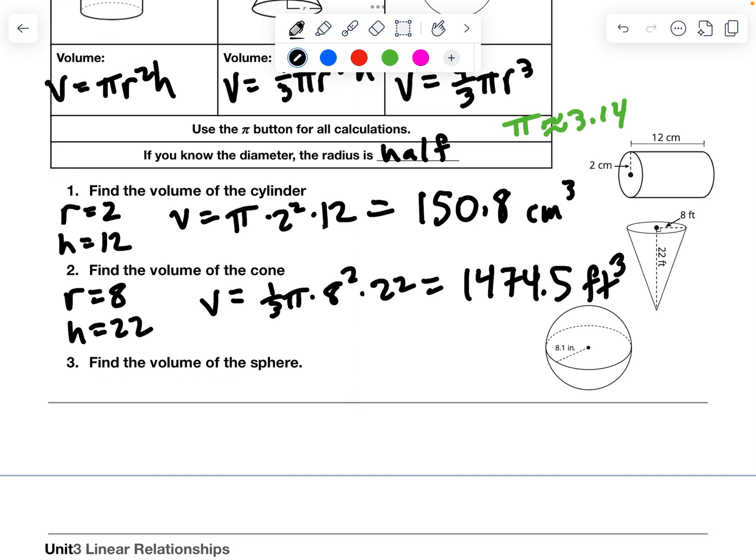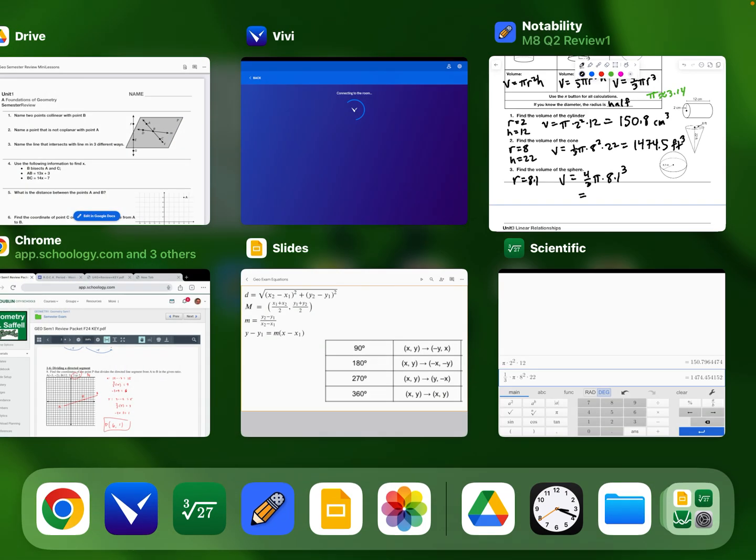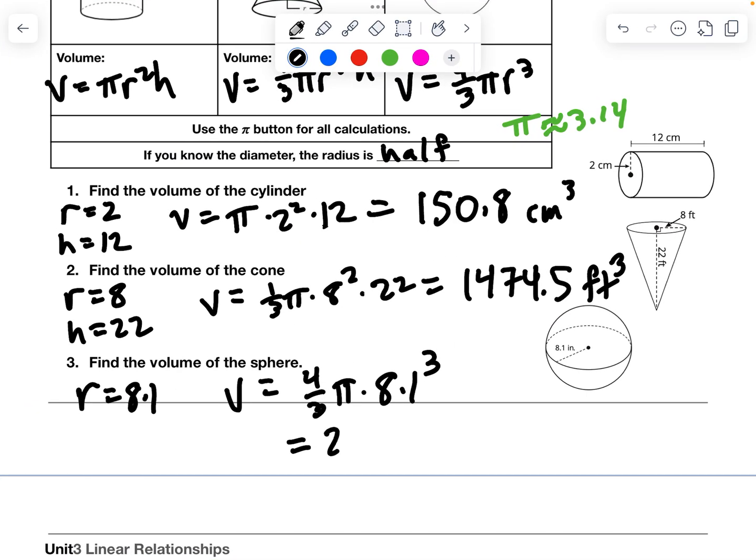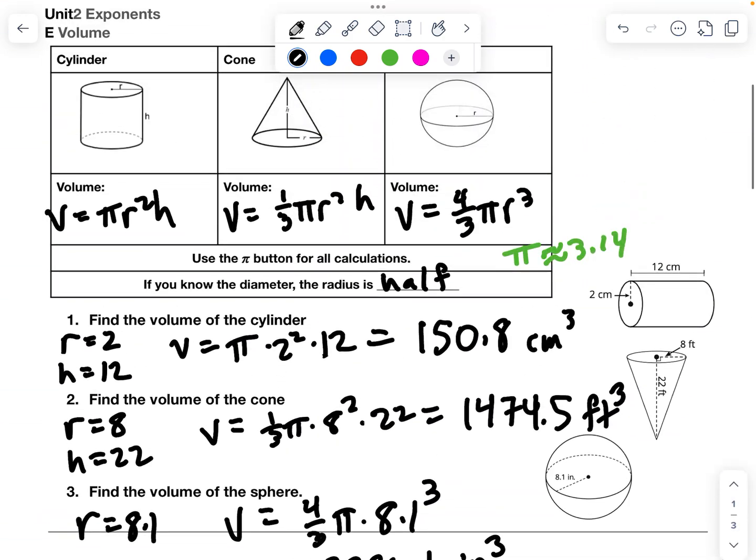All right, volume of my sphere. Here we are given the radius of 8.1. So the radius equals 8.1. So into my formula of 4/3 pi times 8.1 cubed. I go back to my calculator and type this in: 4/3 pi times 8.1 to the 3rd power. 2,226.1 inches cubed. All right, on to the next page.